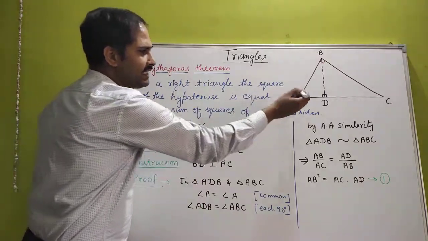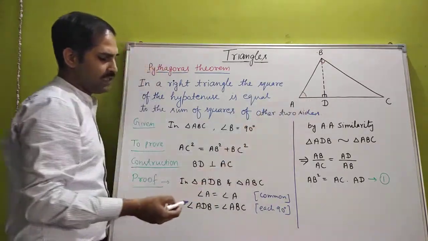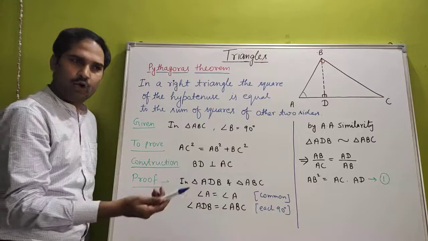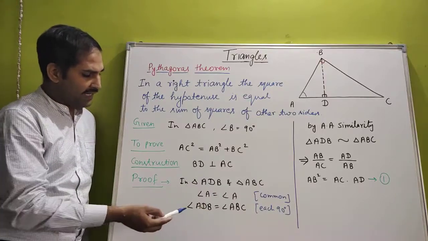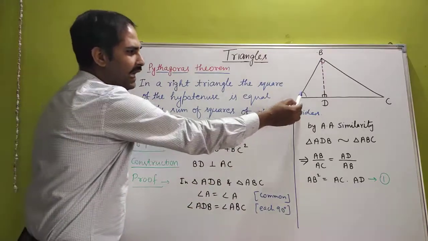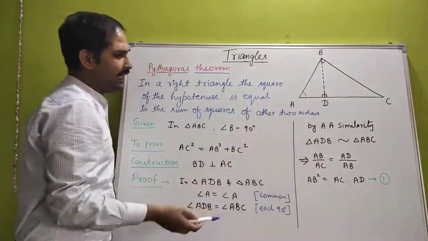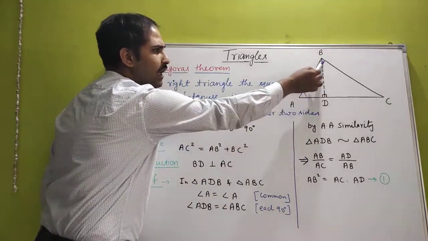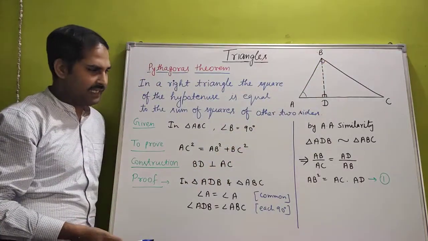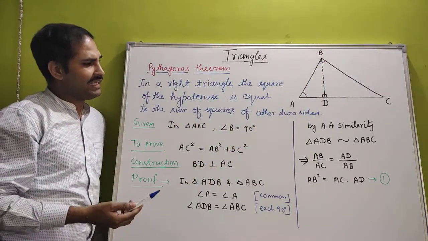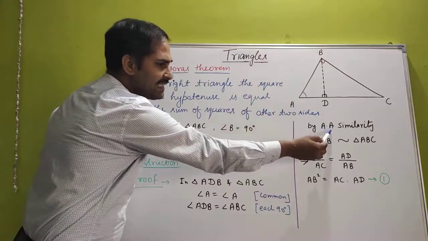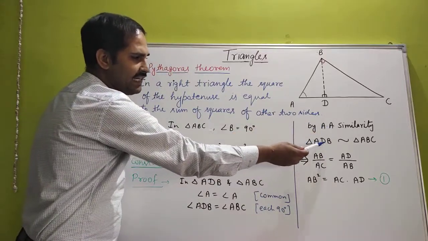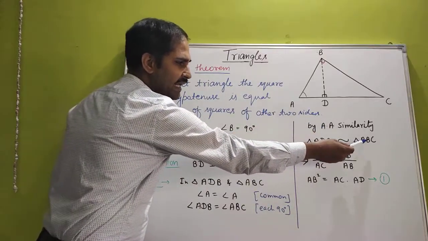We can see here this angle A is common in both the triangles. So angle A is equal to angle A, common part, and we can also find angle ADB and angle ABC, these two are equal because each is 90 degrees. So what we will see? We will see that by AA similarity, triangle ADB is similar to triangle ABC.